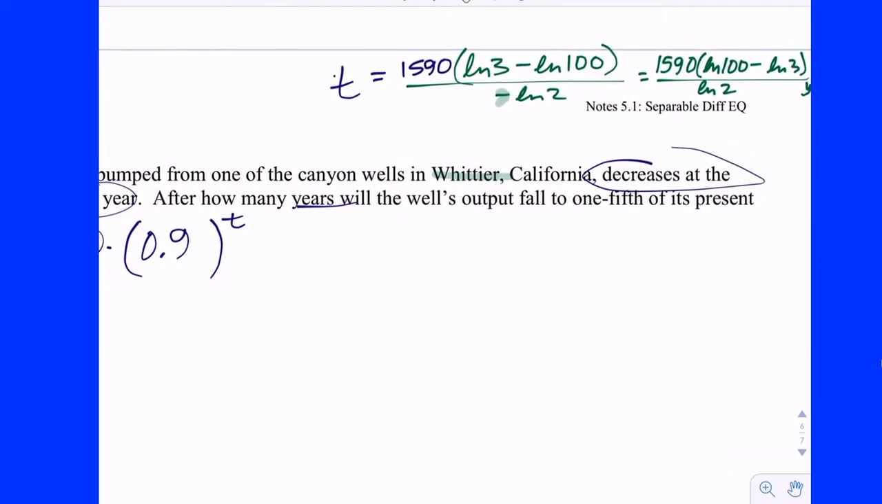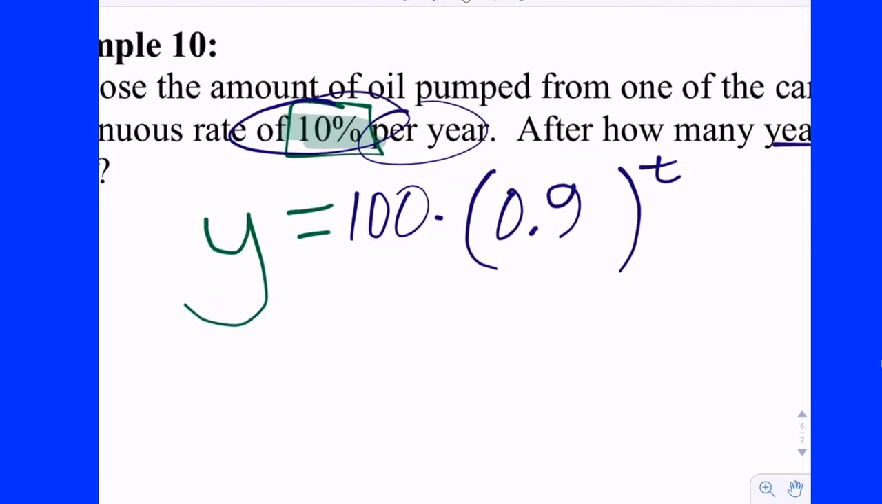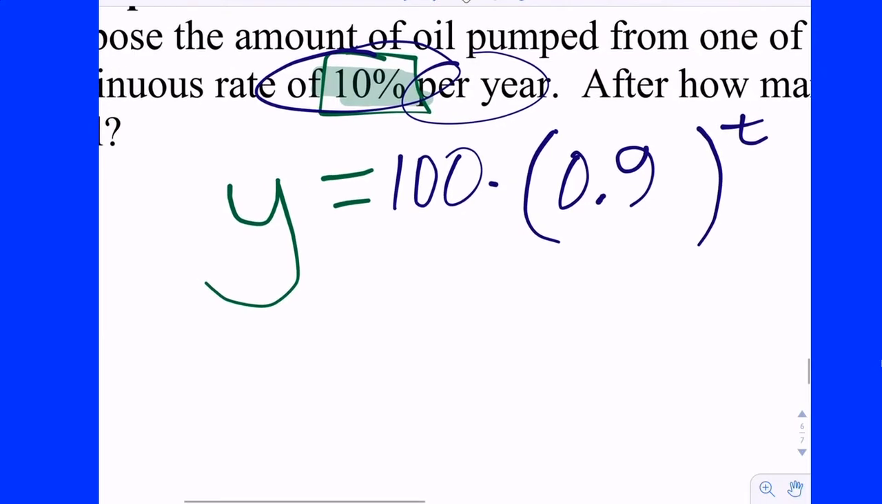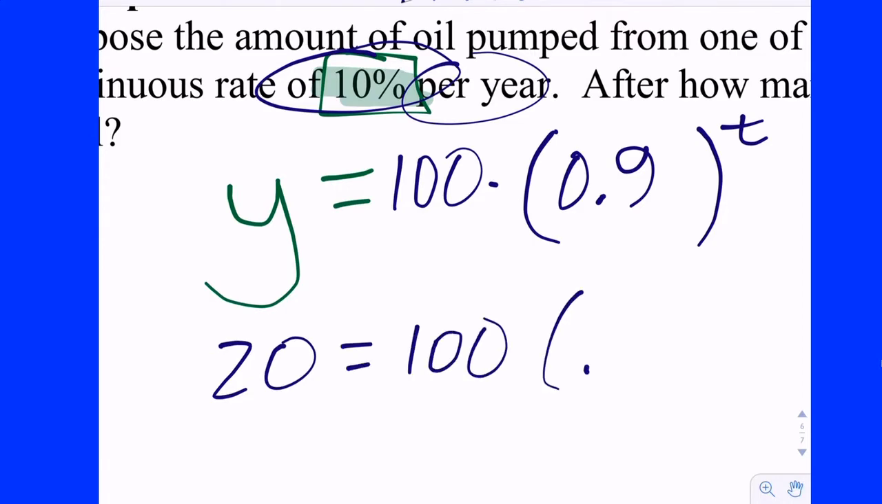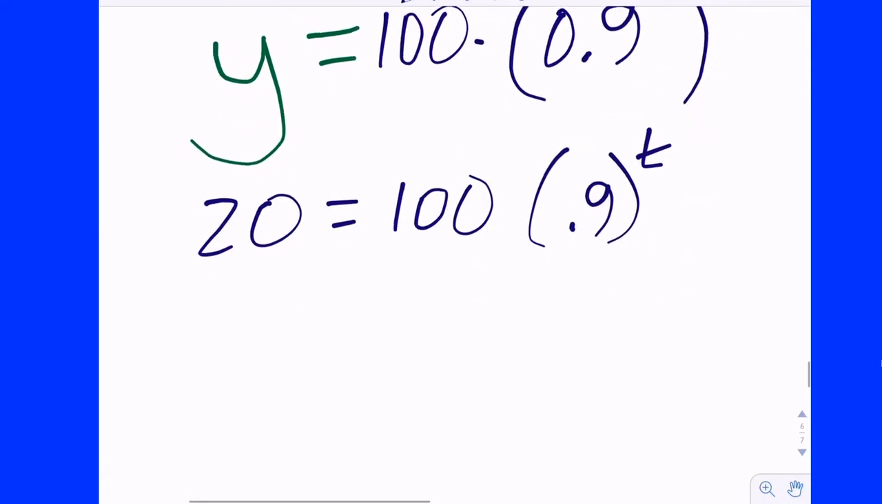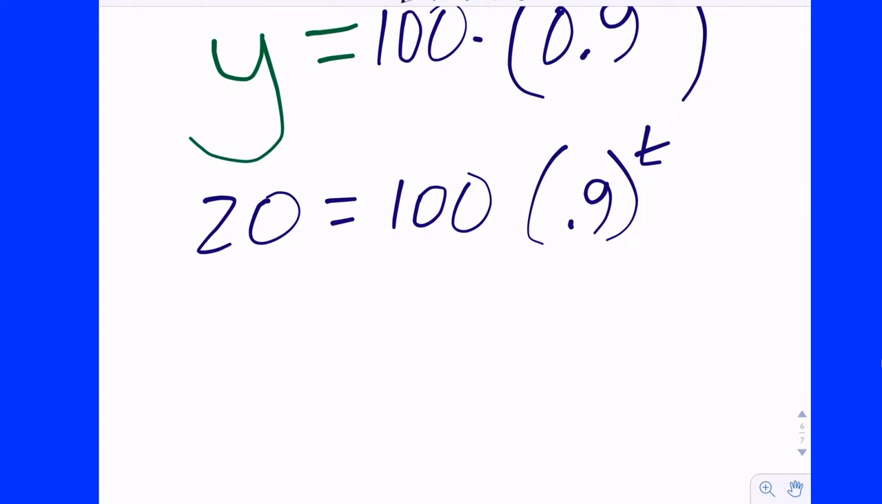So after how many years will the well's output fall to 1/5 of its present level? Well, we need to set y equal to 1/5 of what we started with. What's 1/5 of 100? 20, right? 20%. So watch this. If you set y equal to 20, you solve for 0.9 to the t, and you get 20/100, which is 1/5. Surprise, surprise.